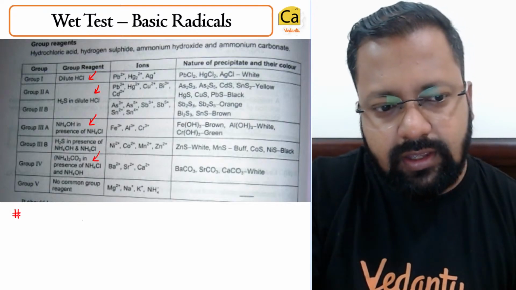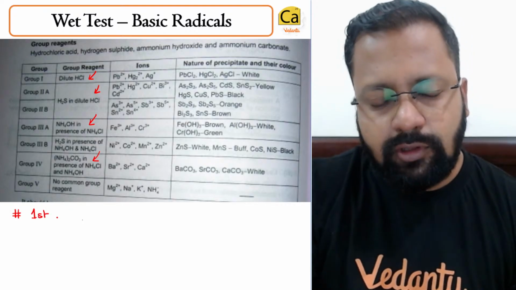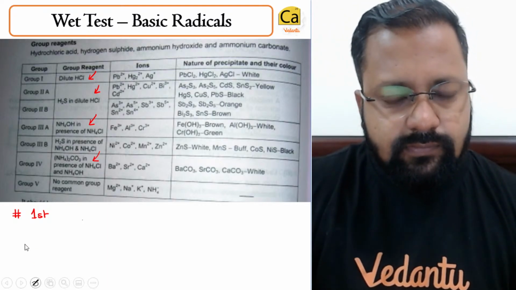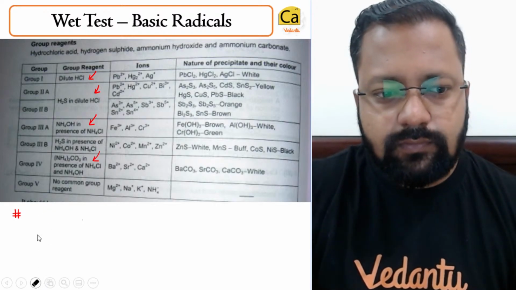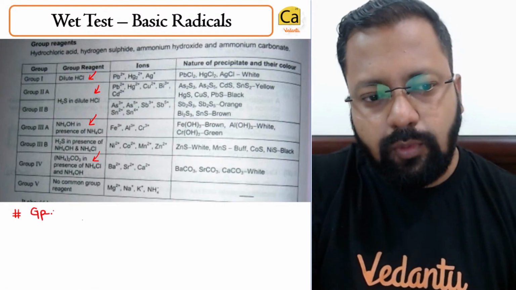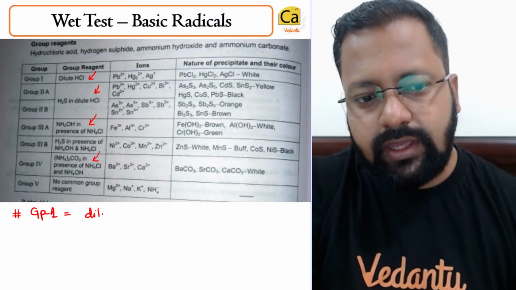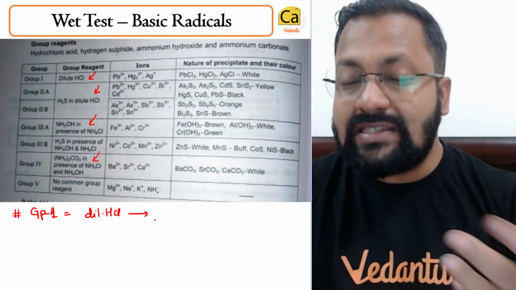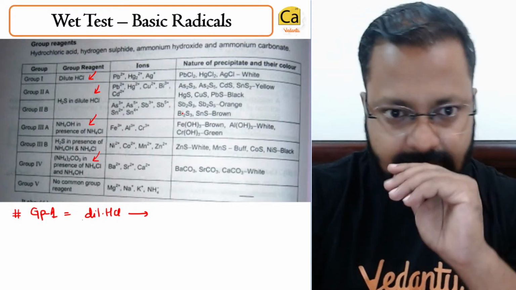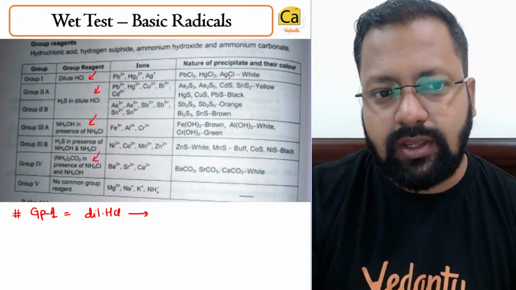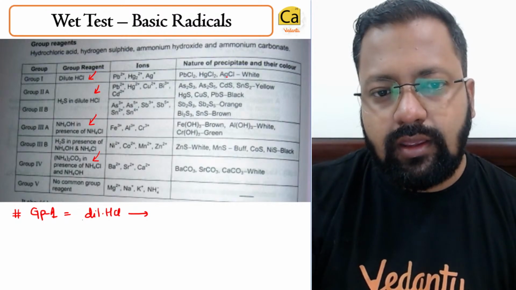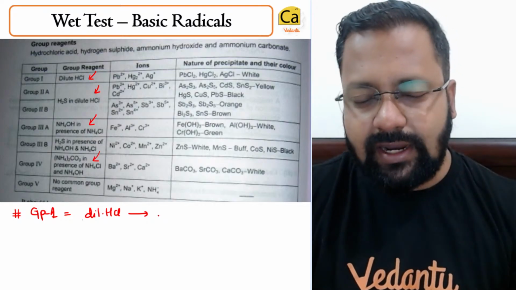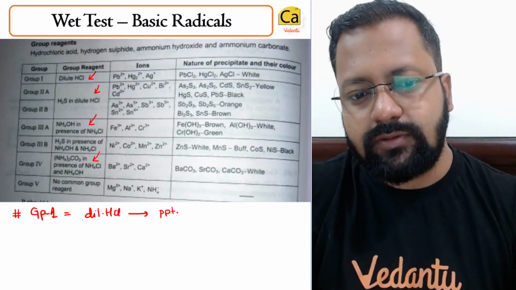For group 1, the group reagent is dilute HCl. That means all the cations present here will be precipitated as their chlorides. You can see that PbCl2, HgCl2 and so on are written. So with dilute HCl, all these cations are precipitated as chlorides.